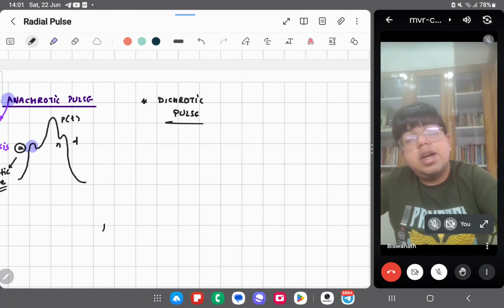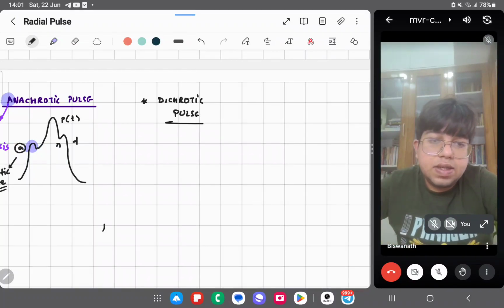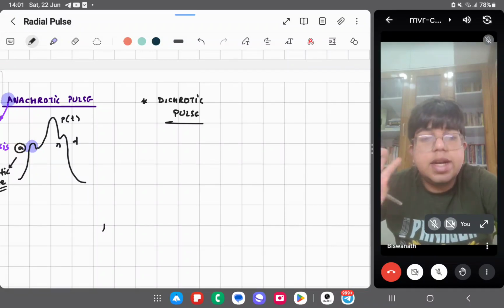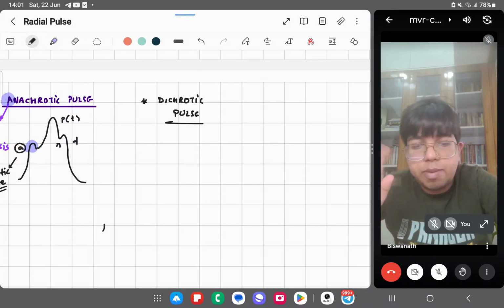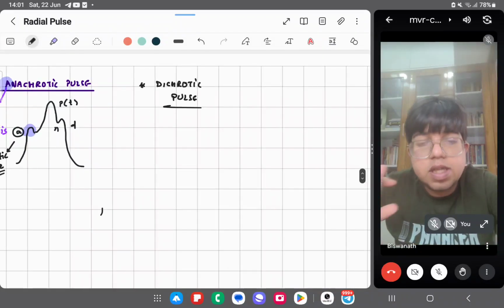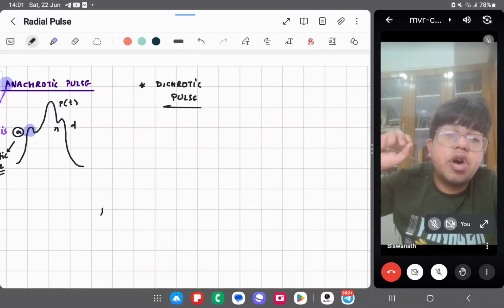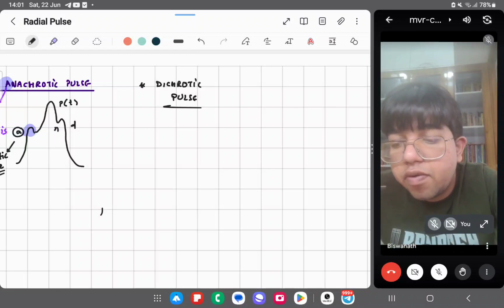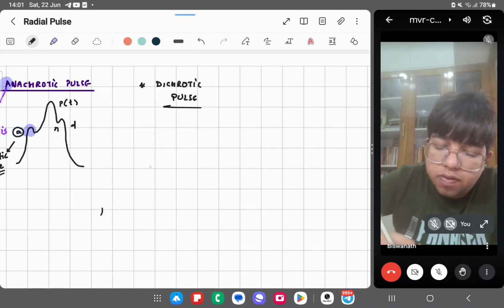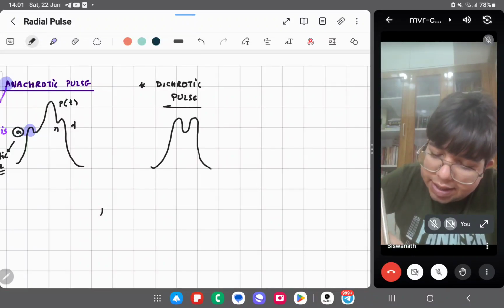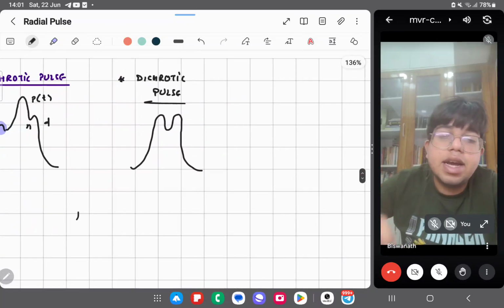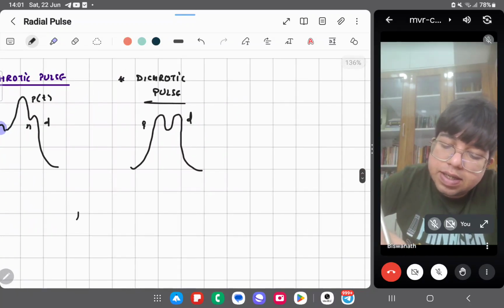See, the dicrotic notch and the dicrotic wave are normal. It is appearing in a normal pulse. But in a dicrotic pulse, we have an abnormally large dicrotic wave. So basically it appears somewhat like this. The dicrotic wave, this is the P wave, but this is the D wave.